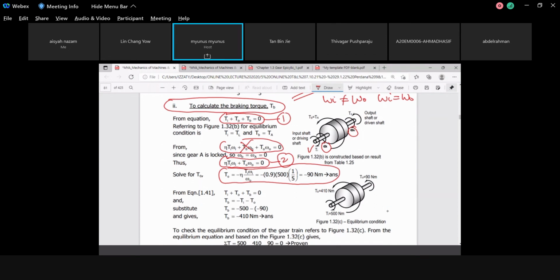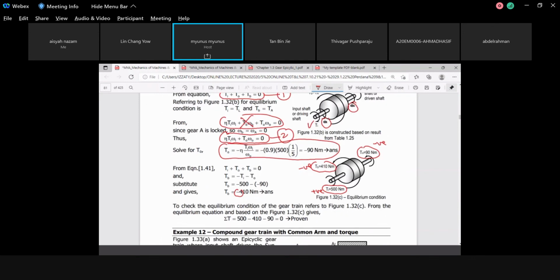No, this one is not very difficult. They provide you Ti. Then you calculate To. Remember this one, obviously. So next one is to define Tb. Tb is also negative. Look at this one: this one is positive, this one is negative, this one also negative. You add up together, you minus this one, becoming 0. So that is what we call the equilibrium condition, the equilibrium equation, to get 0 proven here.